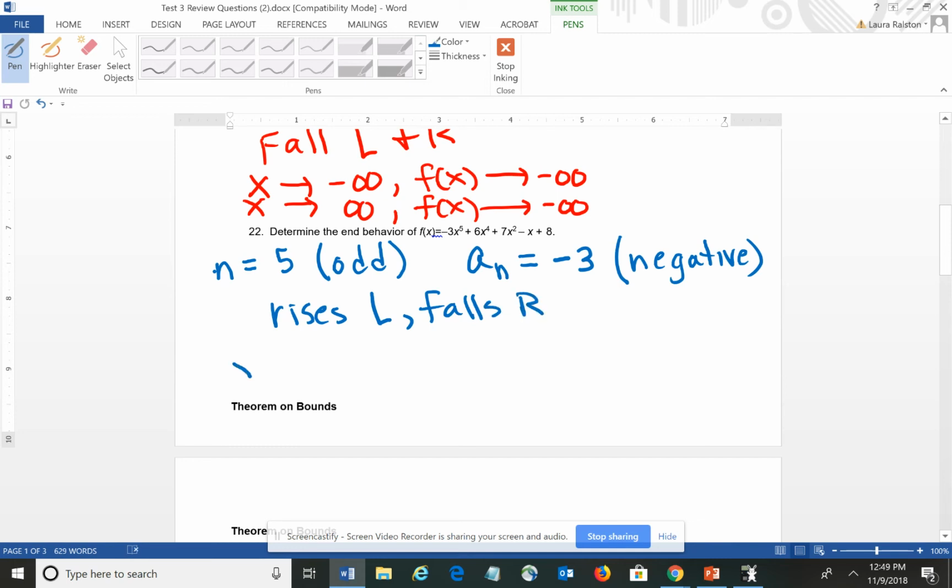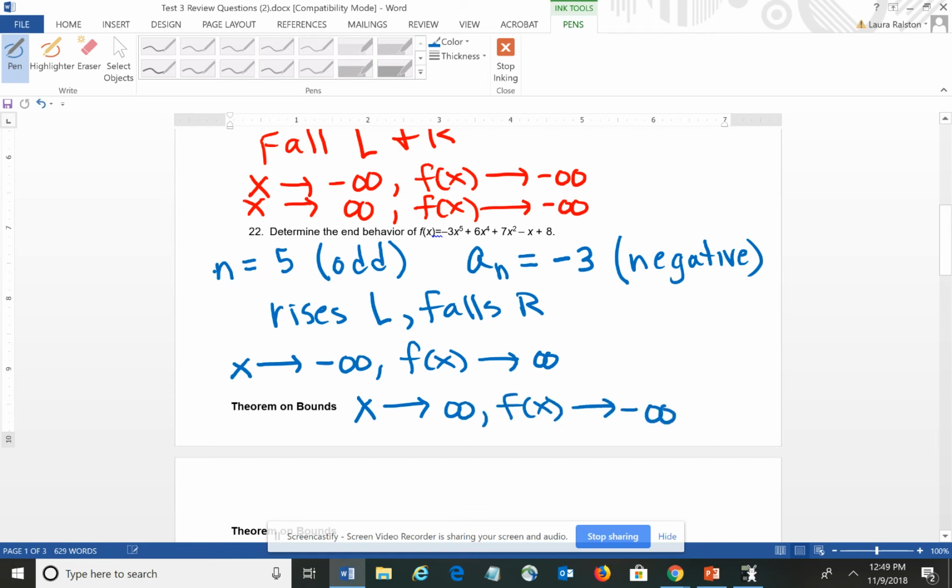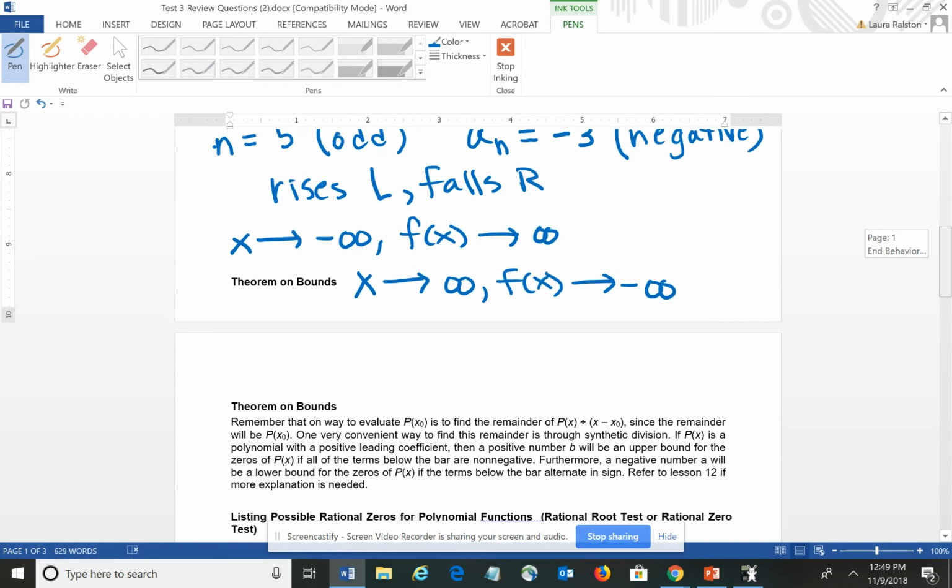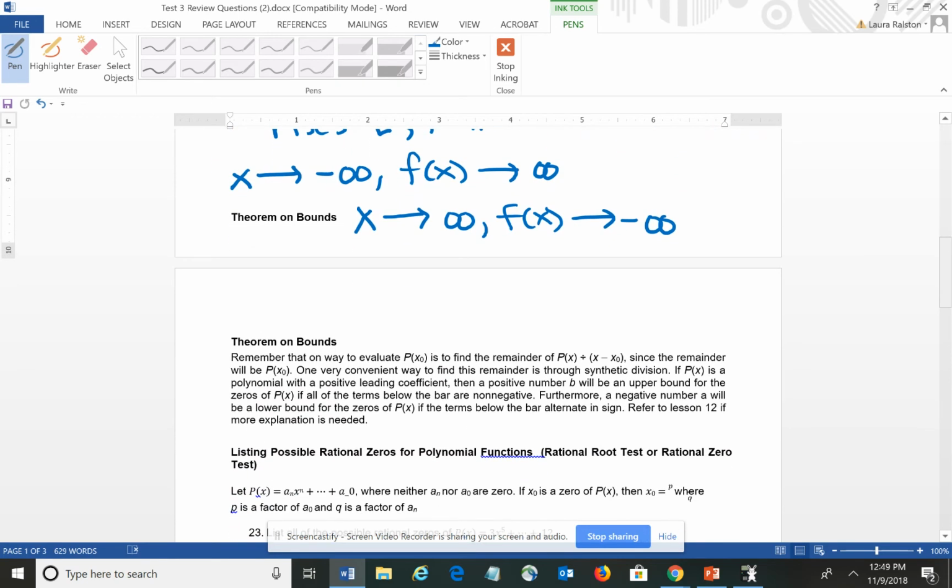In the symbols, we would have as x goes to negative infinity, f of x goes to positive infinity, and as x goes to positive infinity, f of x goes to negative infinity. And it may help you to be familiar with the verbiage, with the words, and then be able to translate the words to the symbols.